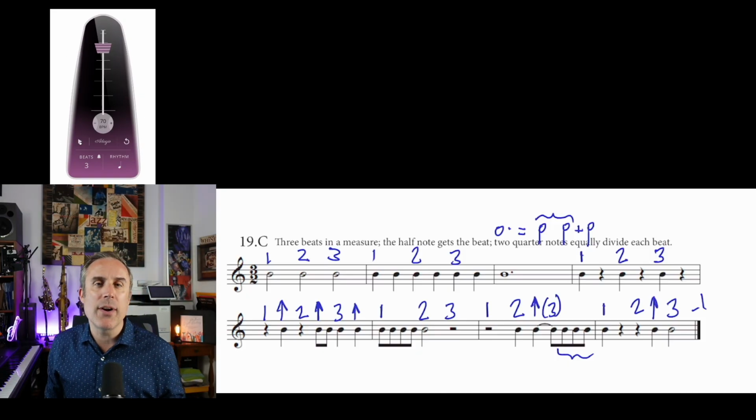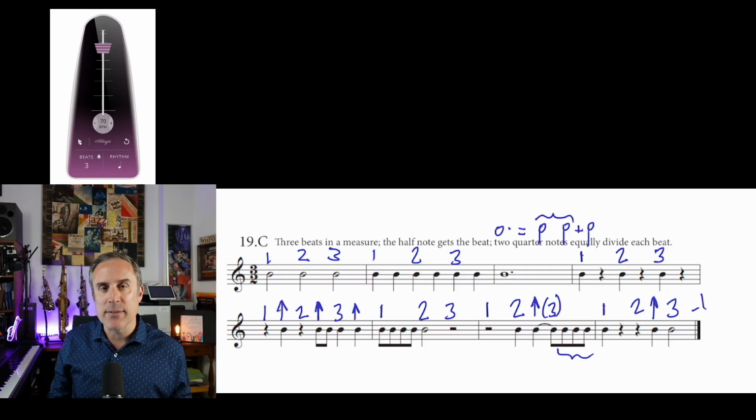I hope you're starting to wrap your head around the concept of 3-2 and the half note getting the beat and the quarter note being the subdivision of that beat. It can be tricky at first, but the more you do this, the easier it is to adapt to different time signatures. Okay, we vocalized exercise 19C with a metronome. We now know that it's time to go find that MP3 to 19C to make sure that we did it correctly. Let's go do that together right now.